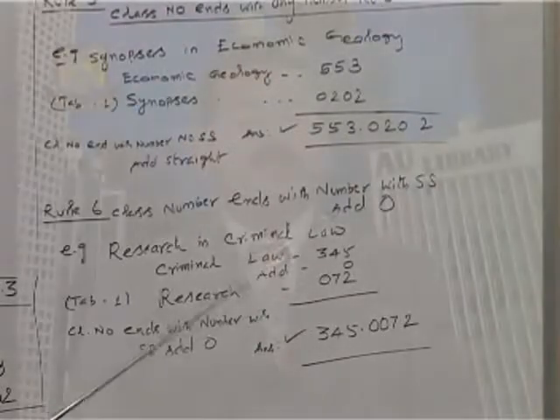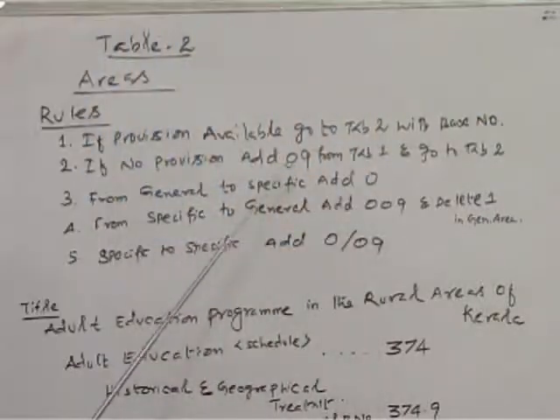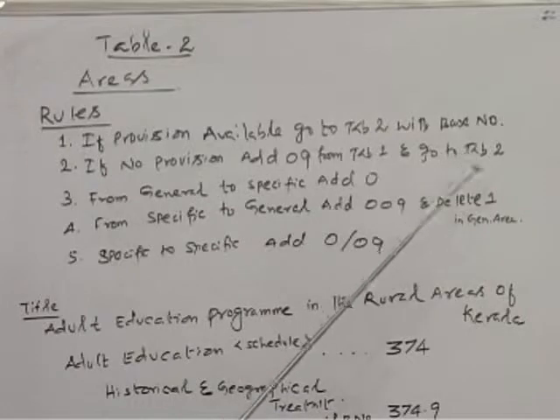Now table 1 ends. Let us go for table 2. I think you might be familiar with table 1 now. When we shift into table 2, let us go to page number 14. Take page number 14. There you can find table 2. What do you find there? Yes, areas. Add 09 from table 1 and go to table 2.